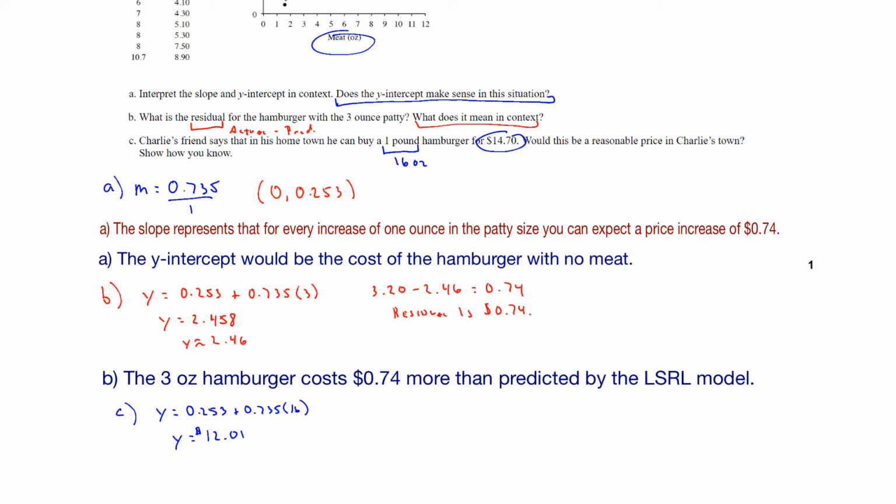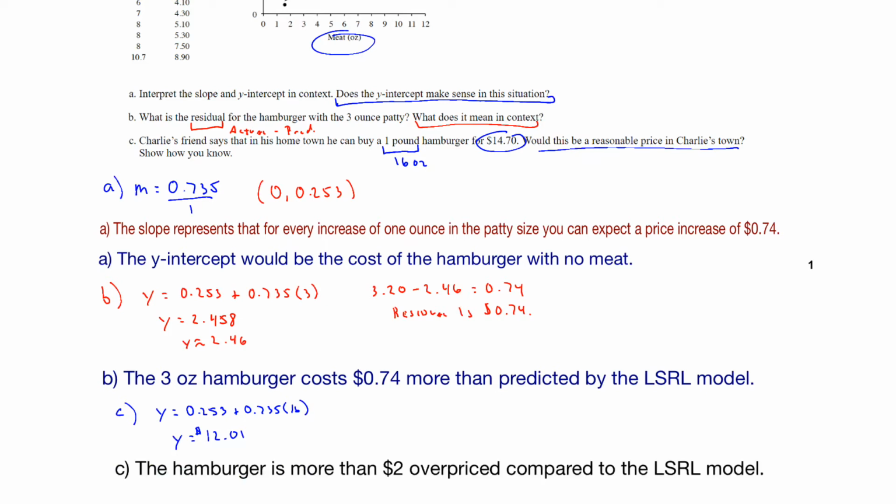So from our model, would this be a reasonable price in Charlie's town? It looks like it'd be a little bit overpriced by approximately a little bit more than $2. So at this point, I think we have answered all of the questions. Once again, all the information was given to us, the scatter plot, the line of best fit, the least squared regression line. We were just answering the questions based off of that information.